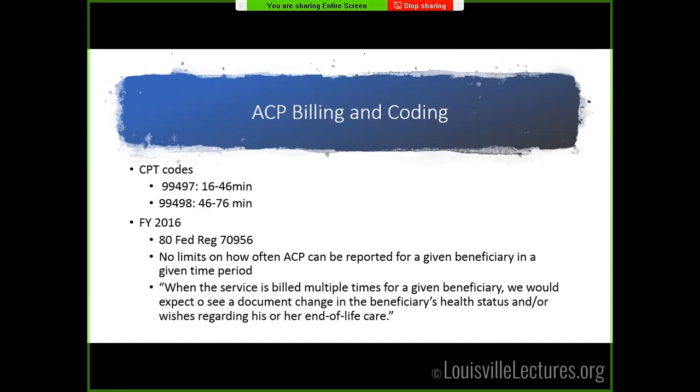This became an official policy in 2016, that fiscal year. There's no limit on how often advanced care planning can be reported for a given beneficiary for a given amount of time. And when the service is billed multiple times, there may be regulatory oversight and review, so if we are billing this frequently, they're going to expect that something has happened, that we're having some sort of change, some document will be completed. But we actually aren't required to complete a specific document at all in this process of doing advanced care planning.